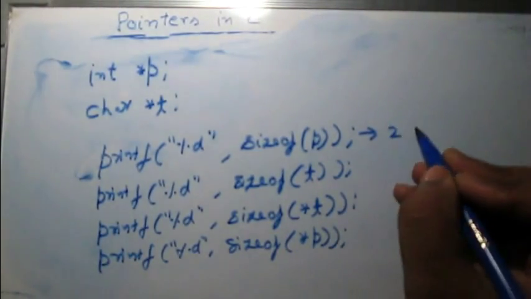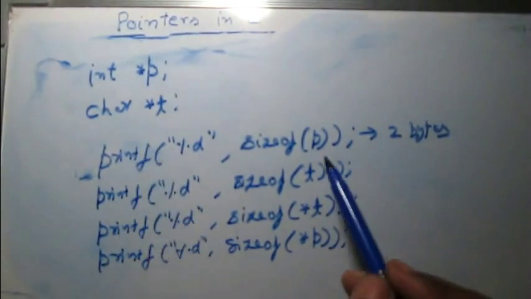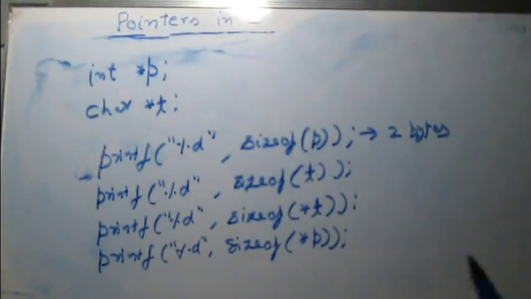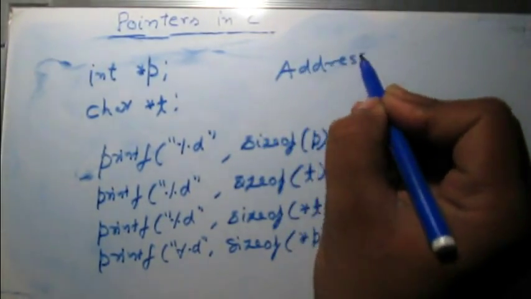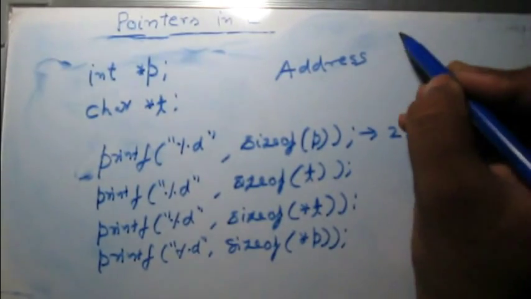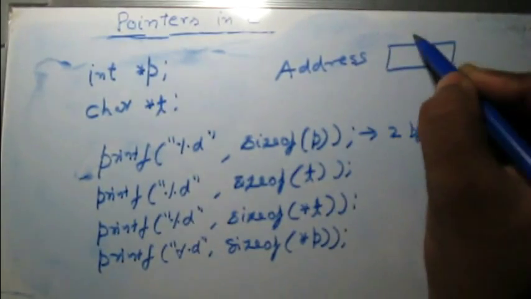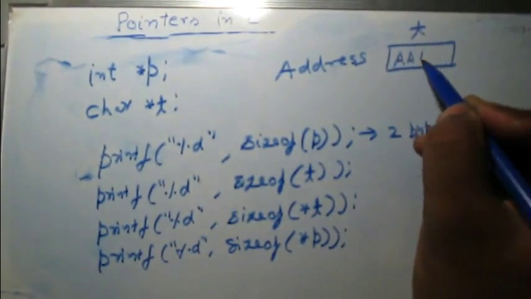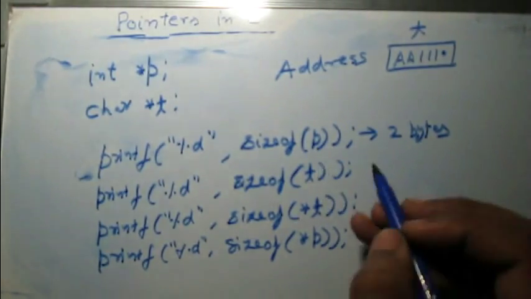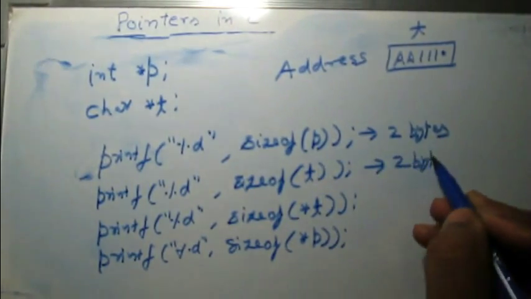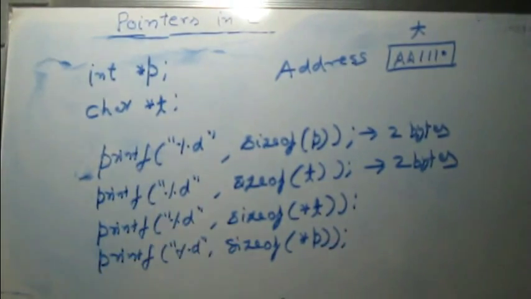Okay, so this first statement will print what? This will be 2 bytes, because P is a pointer variable, and I told you that the size of pointer variable is 2 bytes regardless of the data type, because a pointer variable has to store address. So if you declare a character type pointer variable, this T is a character type pointer variable, this character type pointer variable will also store address. This will require 2 bytes. So pointer variable P will be 2 bytes. This T will also be 2 bytes. You can see that this T is of character type, but it is also 2 bytes.